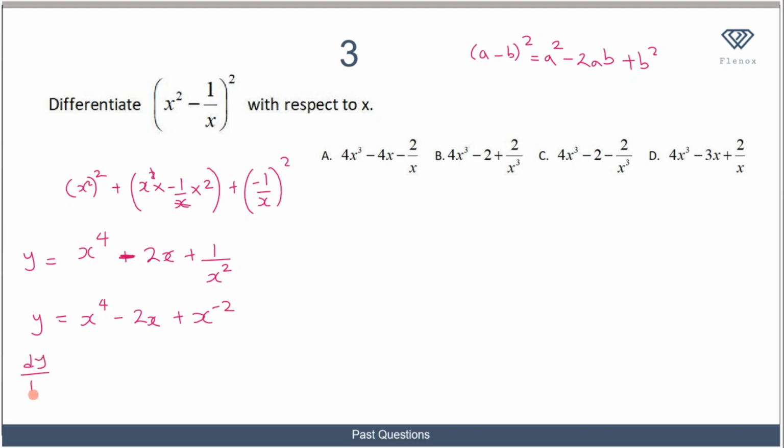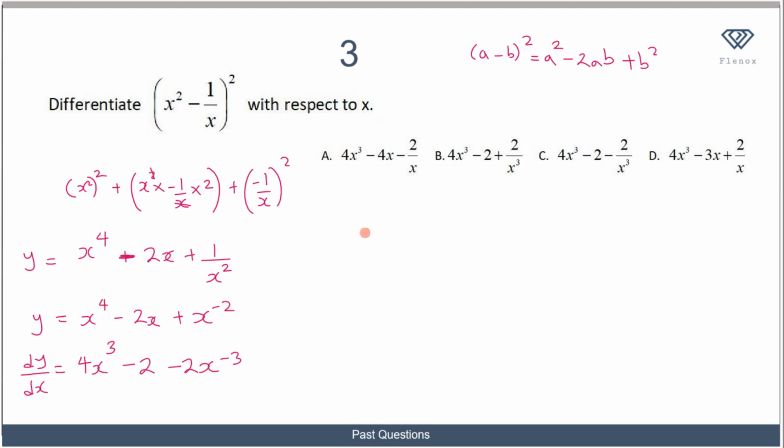So dy over dx. So when I differentiate x to the power of 4, I bring down my 4. So I have 4x, and I reduce the power by 1. So 4 minus 1 gives me 3. So now here I have minus 2x. Since I have only x here, differentiation of minus 2x becomes only the coefficient, and in this case that reduces to minus 2. So this becomes minus 2. And in this case I bring this minus 2 down. So this becomes minus 2x, and I minus 1 from the power. So minus 2 minus 1 gives me minus 3.